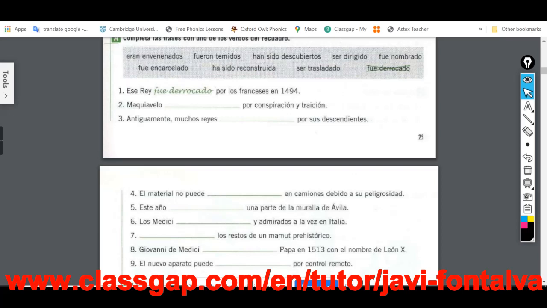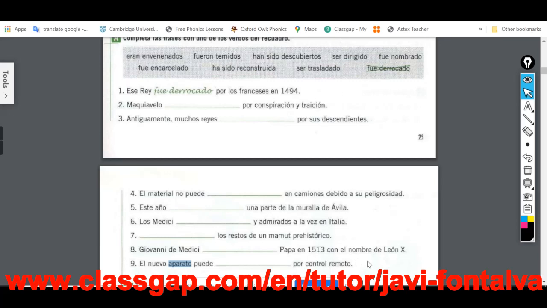So control remoto, yeah, let's break it down. What does remoto look like? Like a remote control kind of thing. Remote, yeah. It can be remote control, or controlled by remote, by distance. So you have a new apparato. This looks like apparatus. It's like a machine. This new apparatus can be remote controlled or something like that. By remote control. So which one do you think it is?